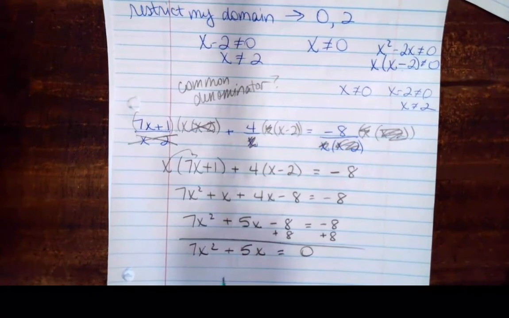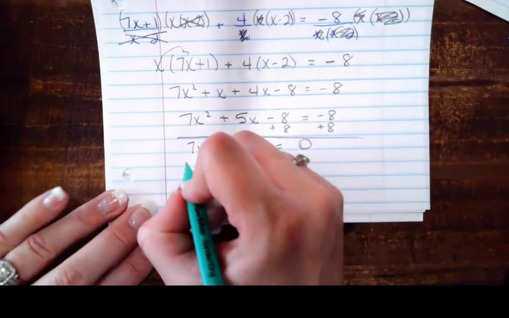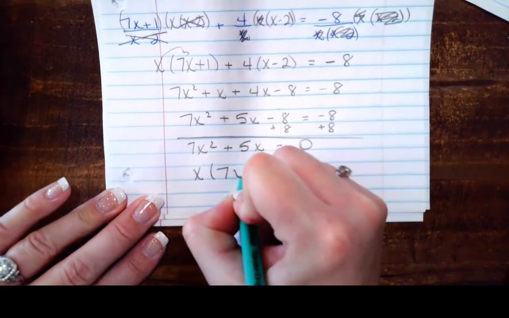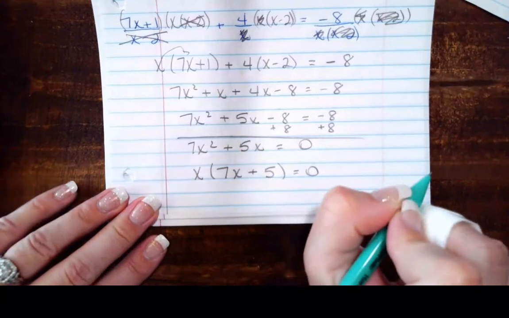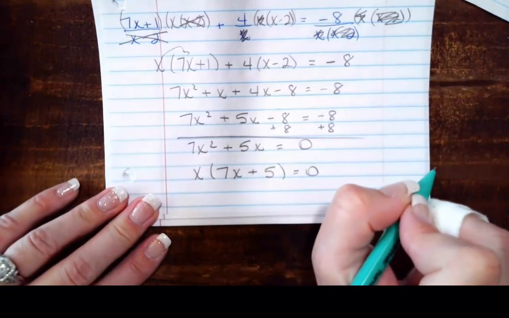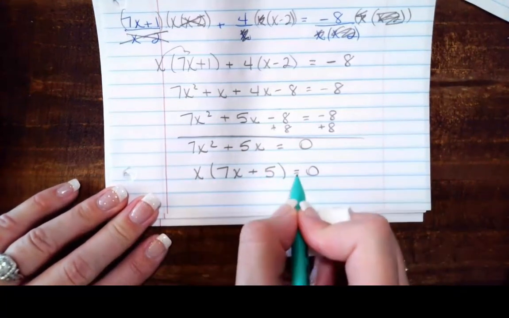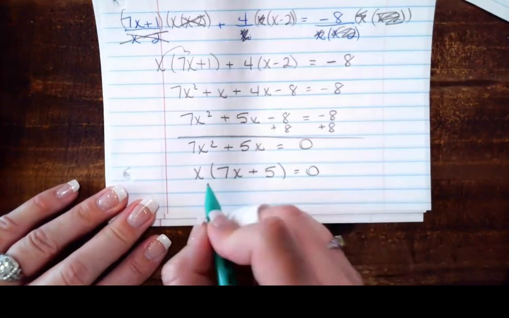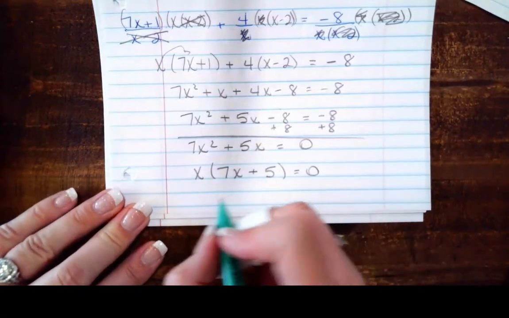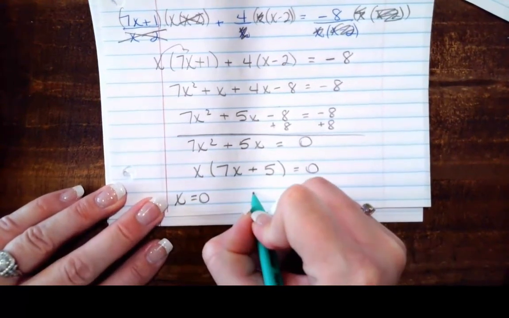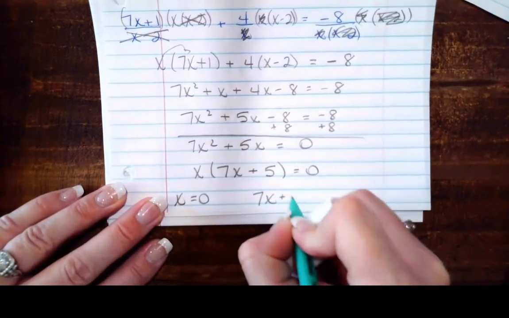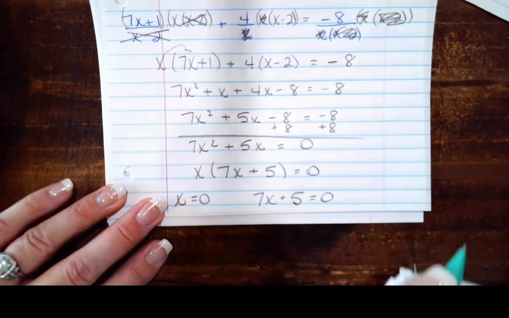Now decide how to handle it. This is quadratic. So let's try factoring. I can factor out an x. That leaves me with 7x plus 5 equals 0. And now you should be back in familiar territory. So I've got two factors that when I multiply together, I get 0. One of these must be 0. So I'm going to take the first factor and say you can be 0. I'm going to take the second factor and say you can be 0.